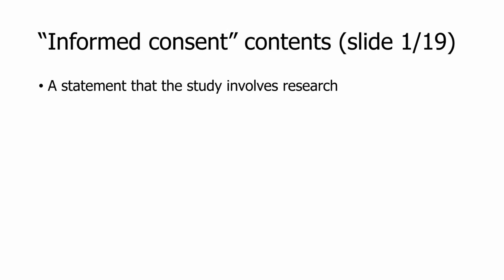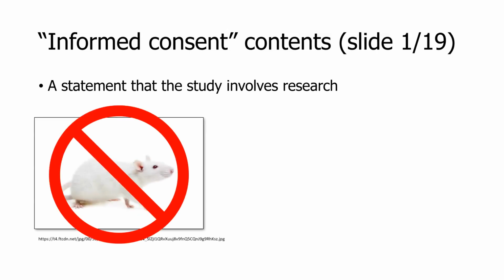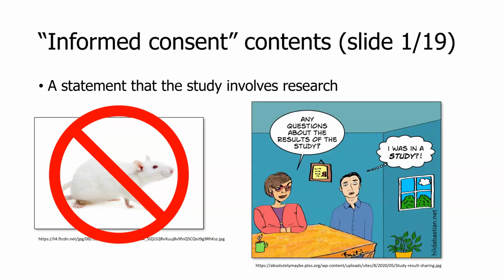The first one, a statement that the study involves research. So people are not lab rats. You can't do things to them. You can do things with them. Also, when you do a study, you have to make sure that people know that they are getting into a study. You can't have them do something and say, "Oh, right, cool. Now that I've watched you and taken notes, what?" You got to tell them up front what they're getting into. That's informed consent at the very base.